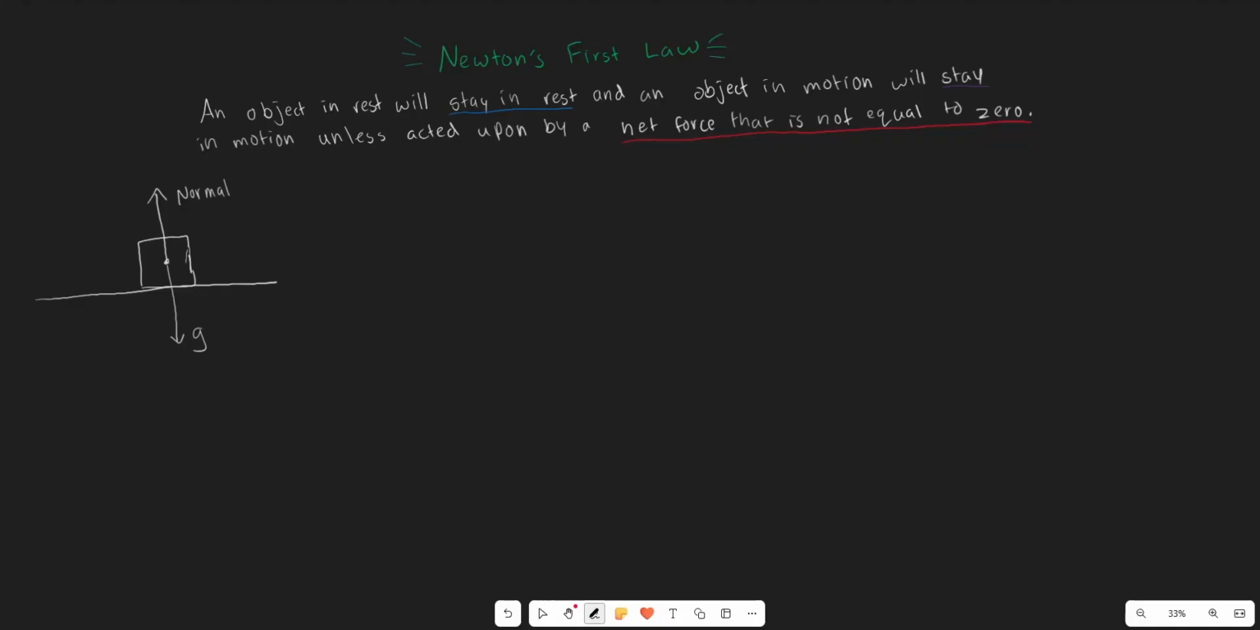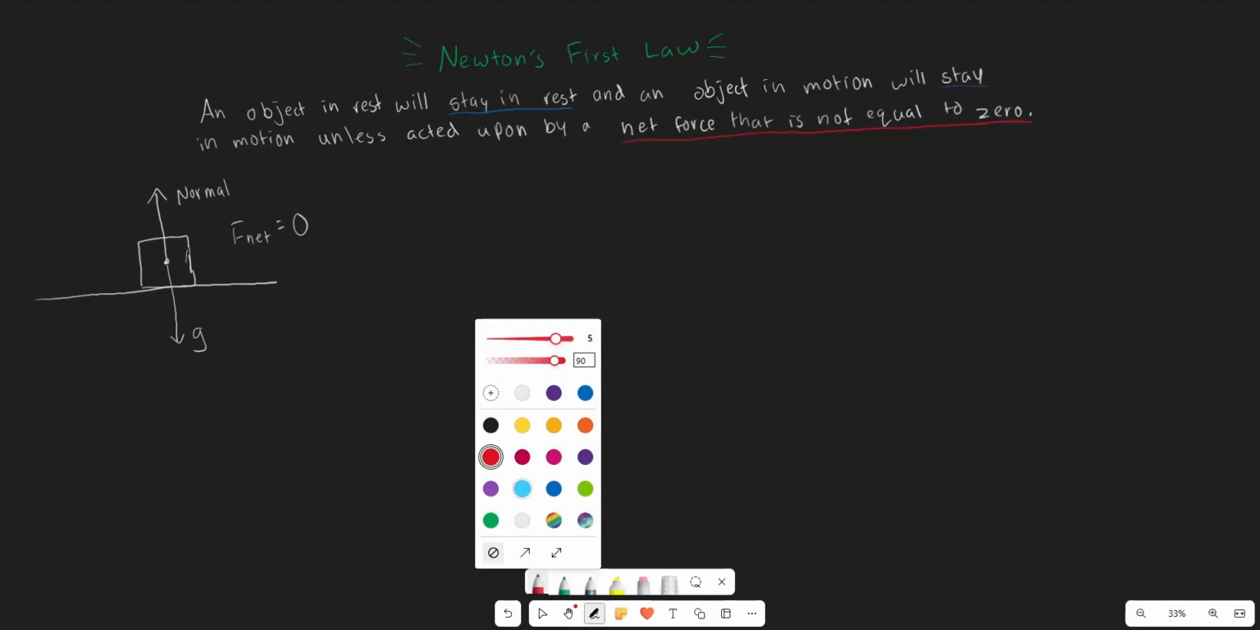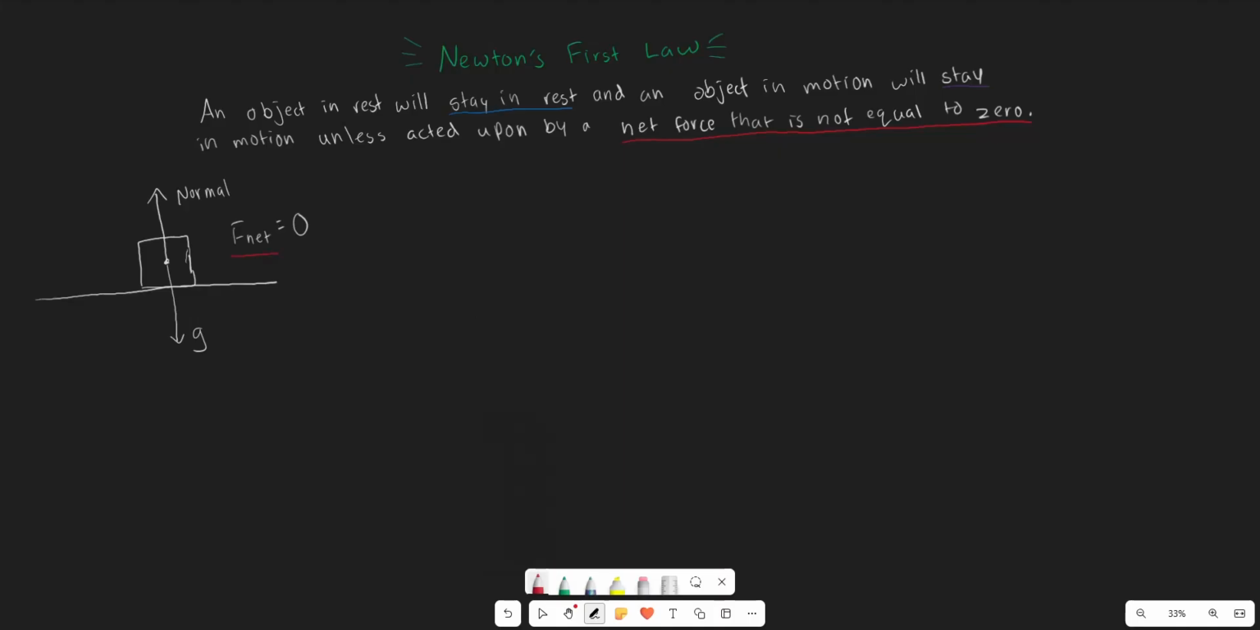And our net force is known as the sum of all the forces acting on an object. The sum of these forces, F net, is equal to 0 because the box isn't moving, it's at rest, and these two forces are canceling out. If you add them, you would say normal force minus the gravitational force is equal to 0. F net is 0. That is what our net force means.